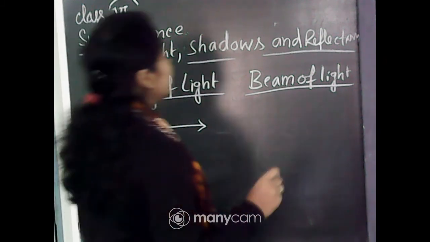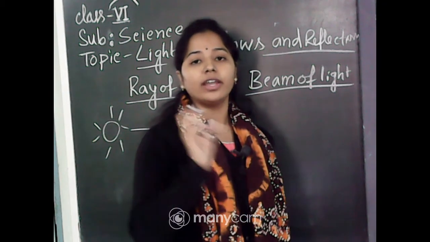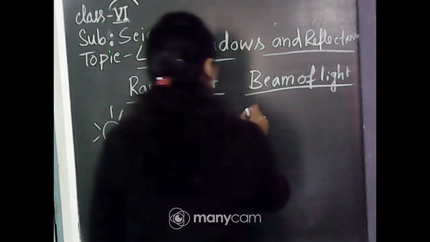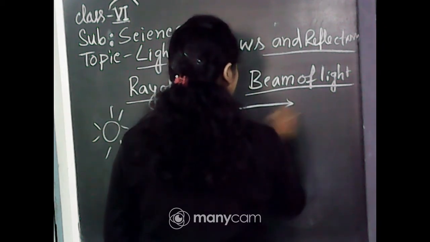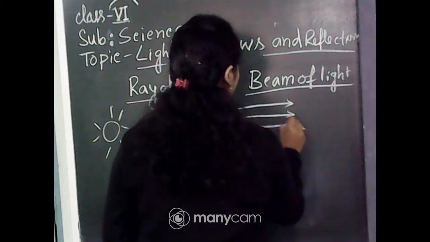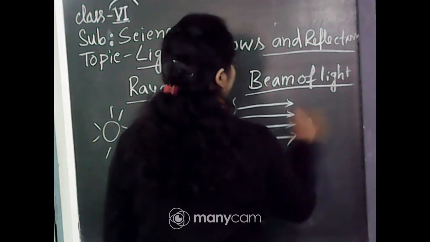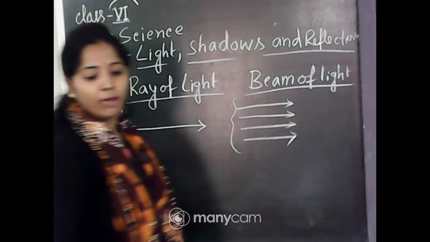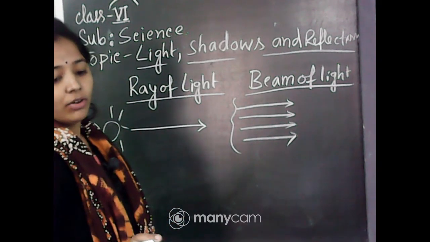Now what is a beam of light? A beam of light means a bunch of rays of light going in a given direction. So many rays of light go together in a given direction, then they are called a beam of light. Understood everyone this portion? Okay.